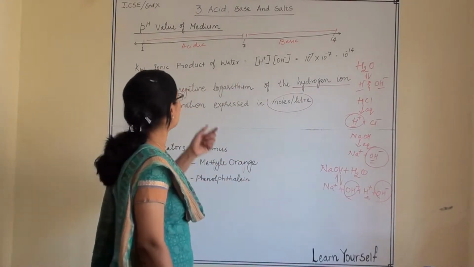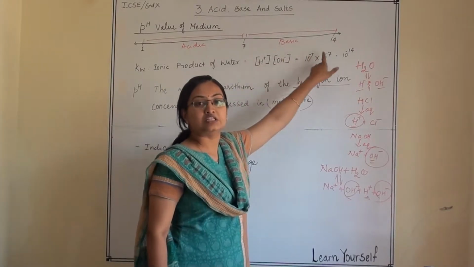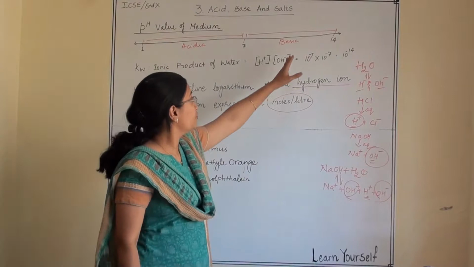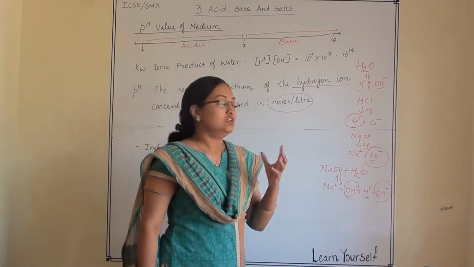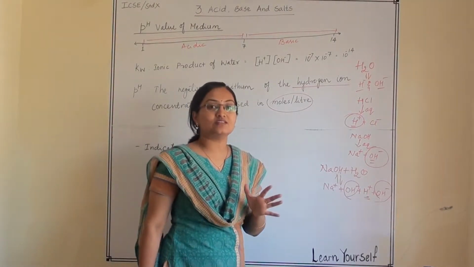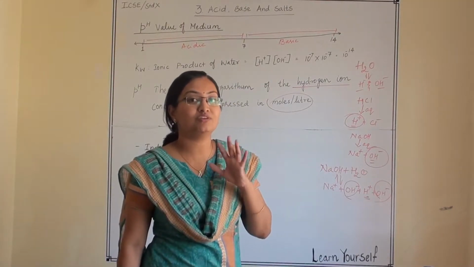So if we check the pH range, NaOH is a very strong alkali, so you will get a pH somewhere above 10. The pH of this solution will be basic. Why? Because the OH minus concentration will be increased and the H plus ion concentration will be very less.